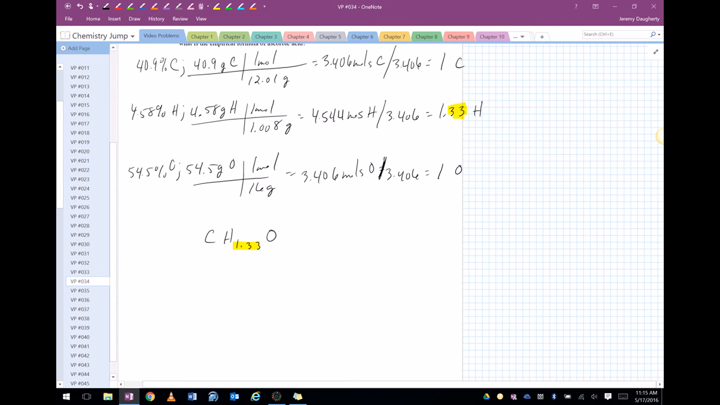So in this case, we're gonna have to get rid of that 0.33. So what I'm gonna do is multiply this 0.33 by something to make it a whole number. That turns out to be 3, right? Because if you multiply 0.33 times 3, you get 0.99, which you can then round up. So what do I end up with? I end up with C3H4O3. Okay? So there's your empirical formula.